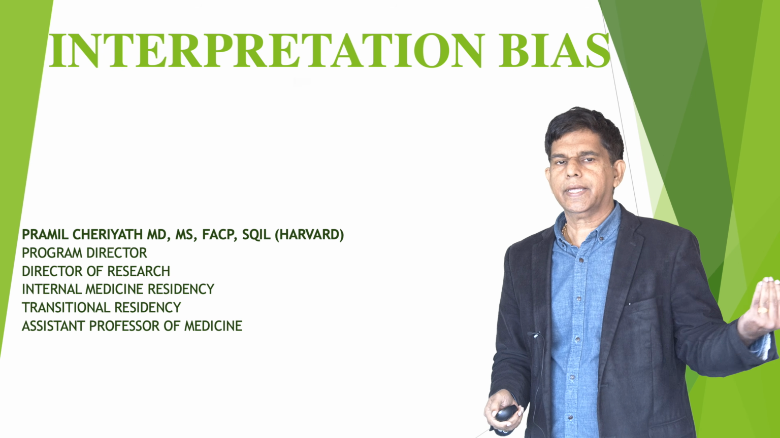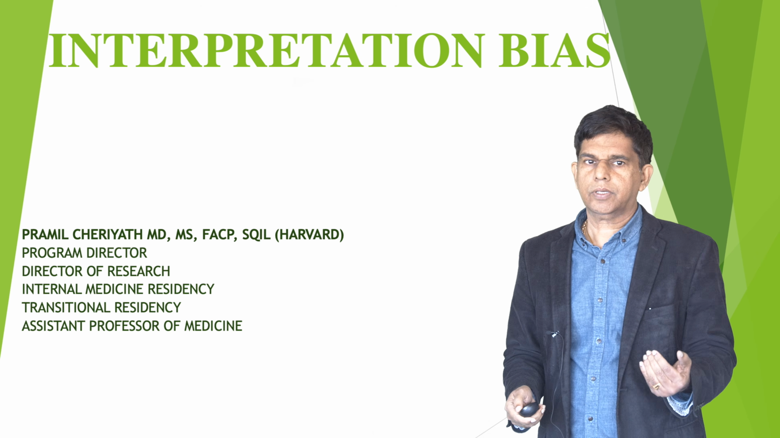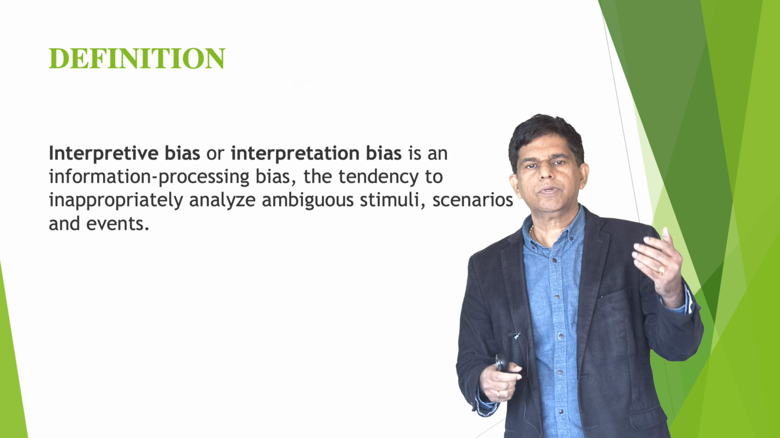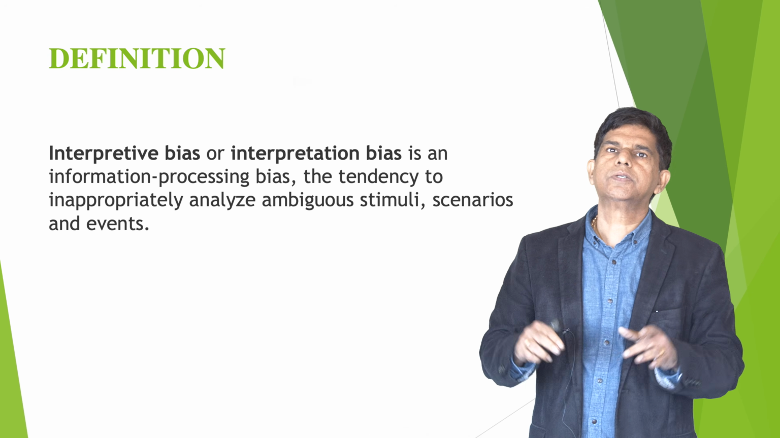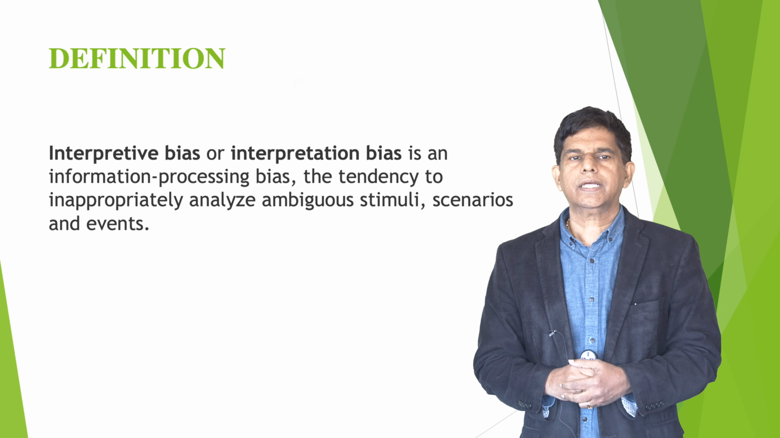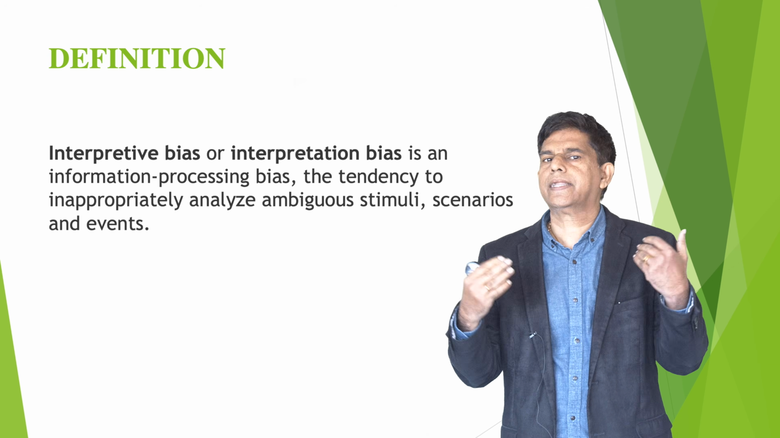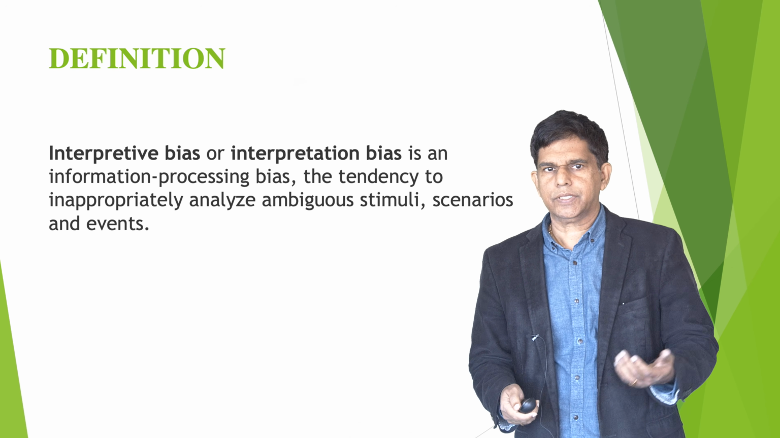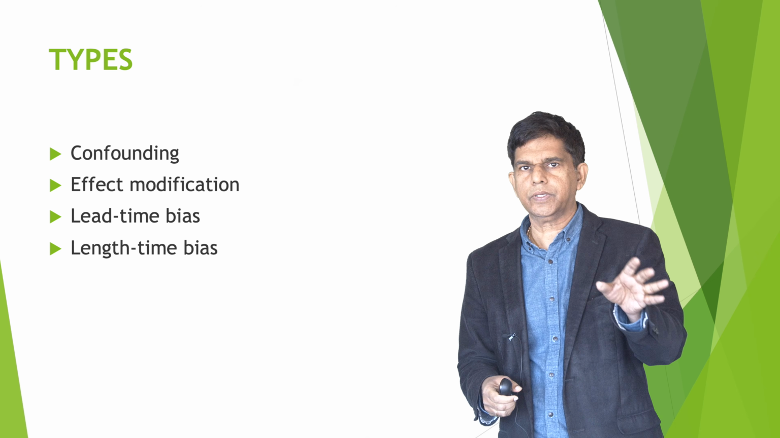So let's get into our subject. Today we're going to talk all about interpretation bias. Interpretation bias, if you look at a definition, is an information processing bias with the tendency to inappropriately analyze ambiguous stimuli, scenarios, and events. That's the definition, right? So there are four types we're going to talk about today.